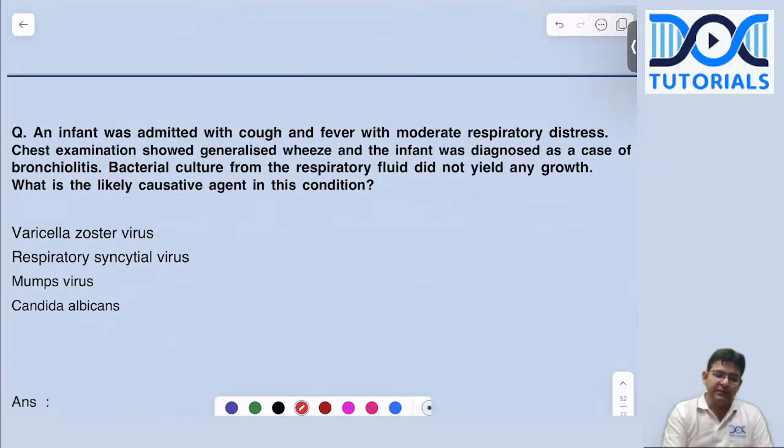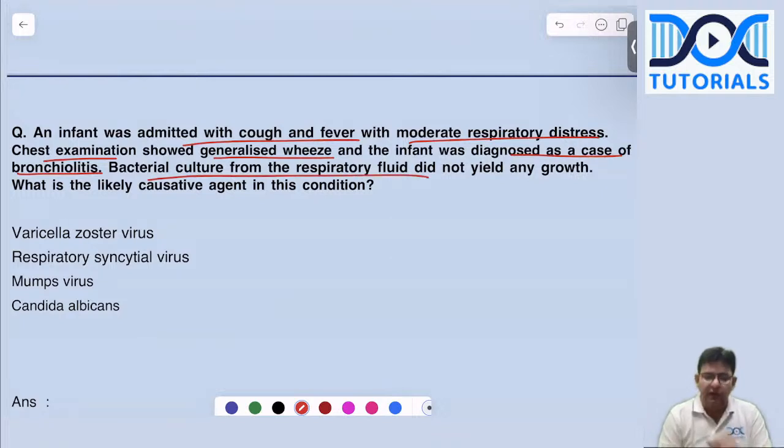Now coming to this, what should be the answer? An infant was admitted with cough and fever with moderate respiratory distress. The chest examination showed generalized wheeze, and the infant was diagnosed as a case of bronchiolitis. Okay, it is being given. The bacterial cultures obviously will not yield any results. Why, guys? Because it is being caused by a virus. And what is the name of the virus? Respiratory syncytial virus.